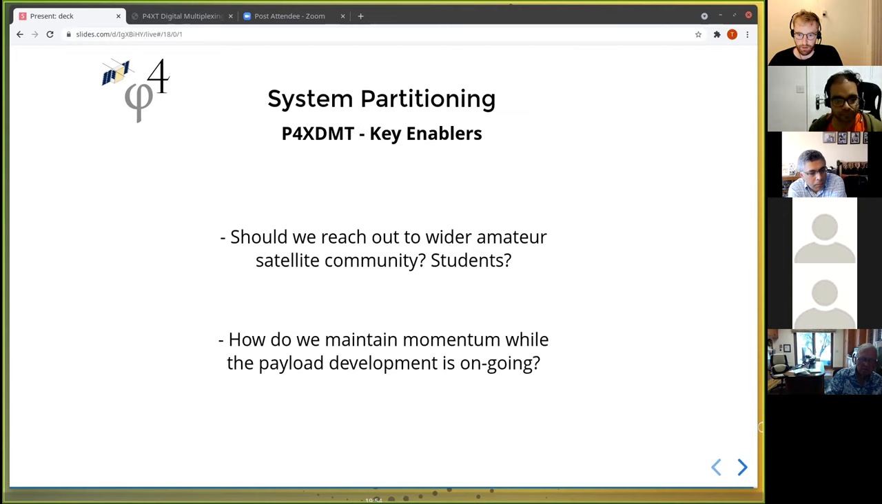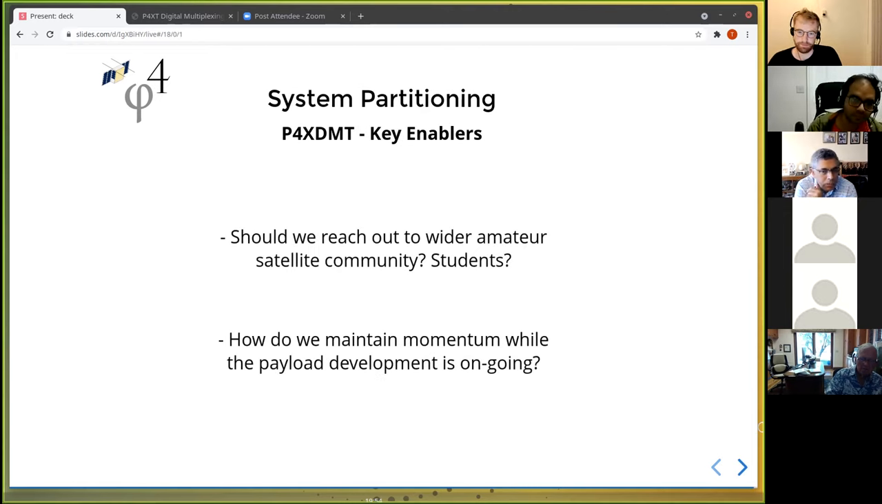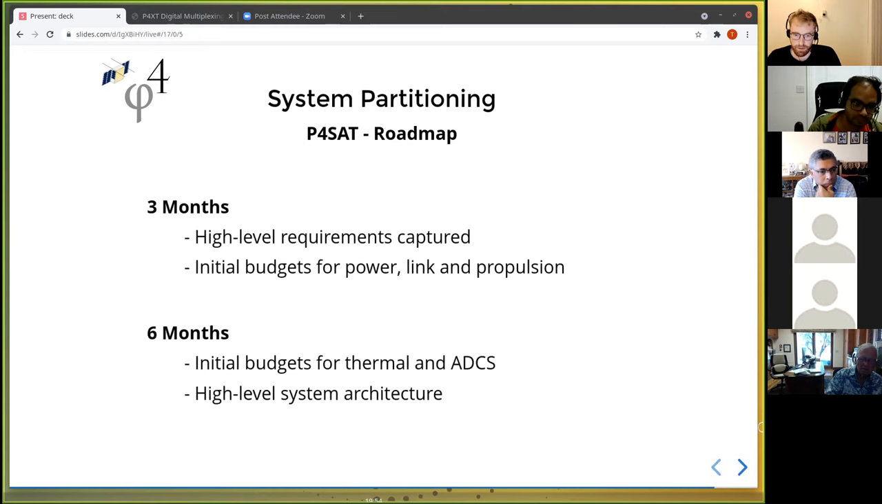I'm going to go through this pretty quickly. Perry, why 3 months and 6 months? There's no real significance to the times. Maybe I shouldn't have really used quantified times, but in my mind they're basically immediate steps and then kind of second steps, if that makes sense.